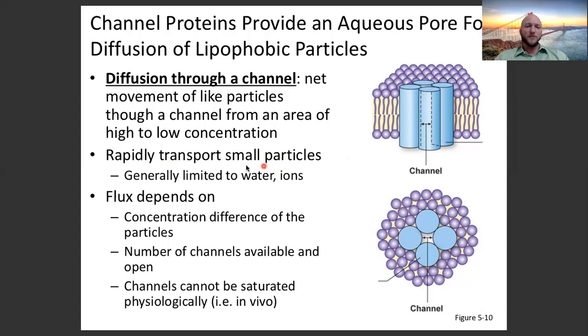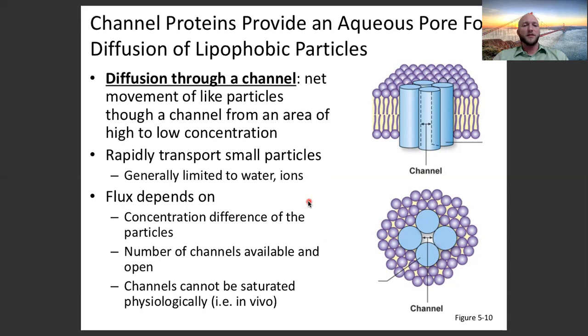Channels allow for rapid transport of small lipophobic, hydrophilic particles, like water and ions, which are going to flow through these channels. Now, as we talked about in part 1, some channels have no gates. Some channels have 1 gate, they're single gated, and some channels have 2 gates, they're double gated. There are lots of different things that can activate or open these channels, like a ligand binding to the channel can open the gate. But reference part 1 for all the different types.